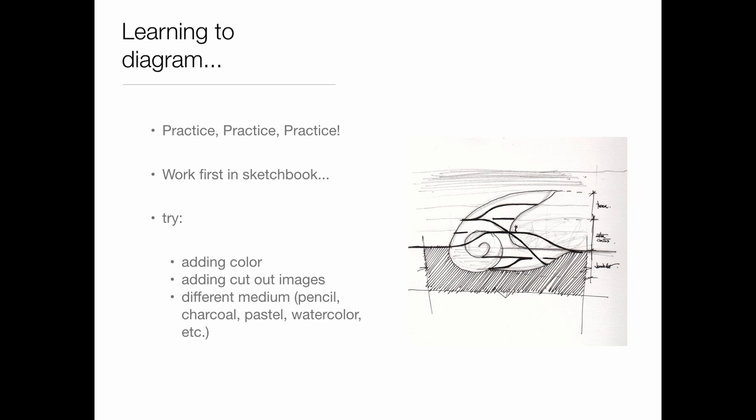If you're stuck, try adding color, switching from pen to pencil. The best diagrams have a little bit of a combination of both, usually, and I'll show you a bunch of examples of those later on. So, get your colored pencils out, cut out images, glue them in.